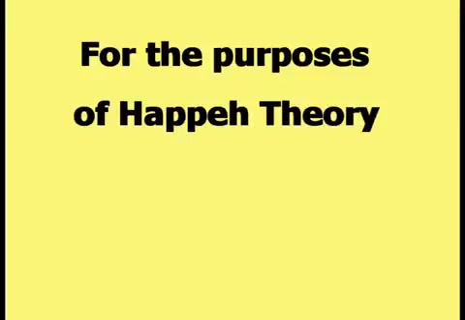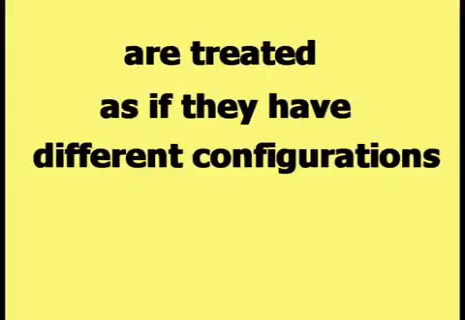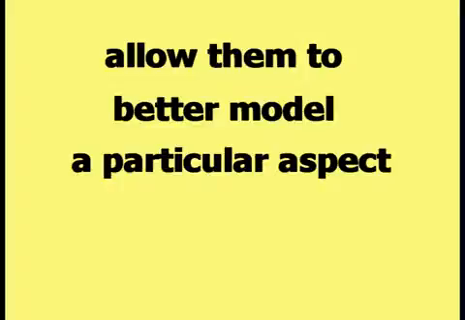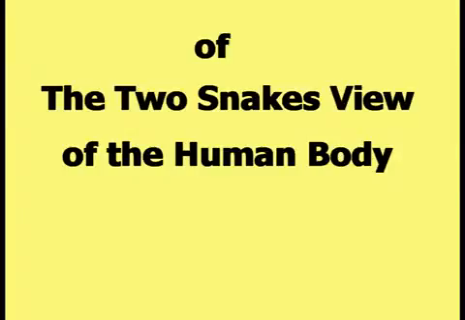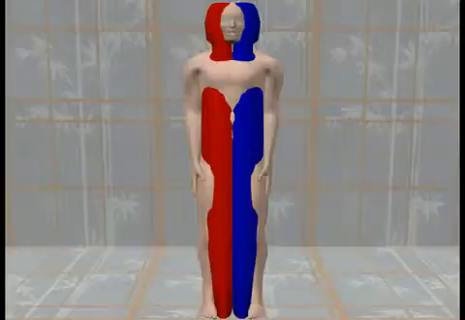For the purposes of Happeh Theory, the two snakes within the human body are treated as if they have different configurations. The slight differences between each configuration allow them to better model a particular aspect of the two snakes view of the human body. The first configuration of the two snakes within the human body is shown in this picture.